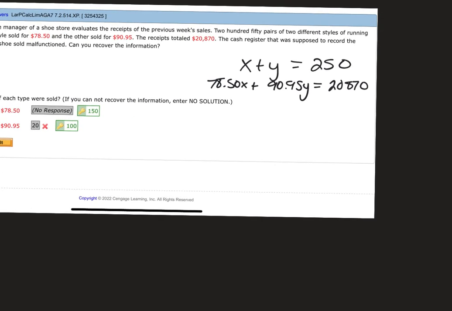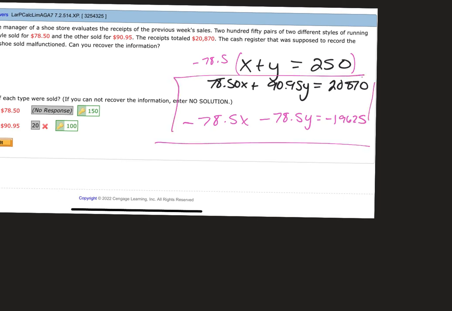Did you get rid of your decimals? No. Okay. Did you cancel out the X or the Y? Yes, I multiplied by negative 78.5. Okay, so negative 78.5X minus 78.5Y equals 250 times 78.5, negative 19,625. Now I'm solving this system, right? So these cancel. 90.95 minus 78.5, 12.45Y equals 20,870 minus 19,625.